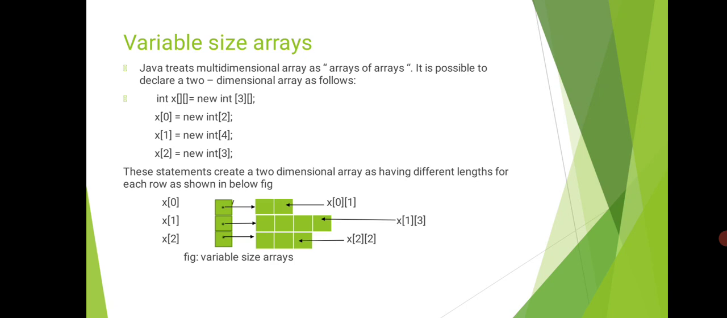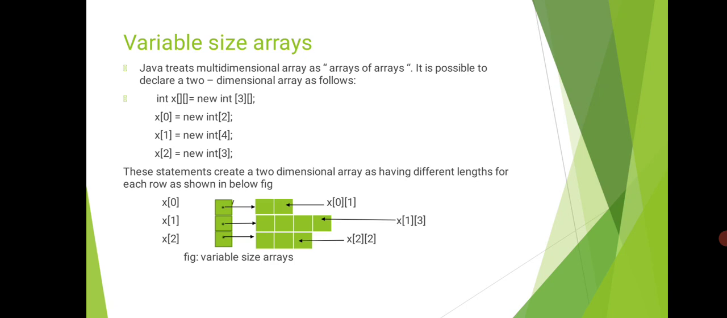That is, here we are declaring int x with two subscripts, two square brackets, equals new int of 3, but I did not declare the column size. I declared only the row size, that is 3. There are 3 rows, but the column size is not mentioned.